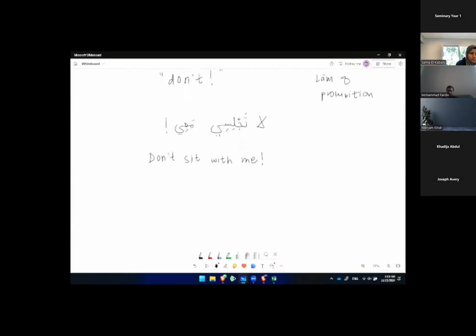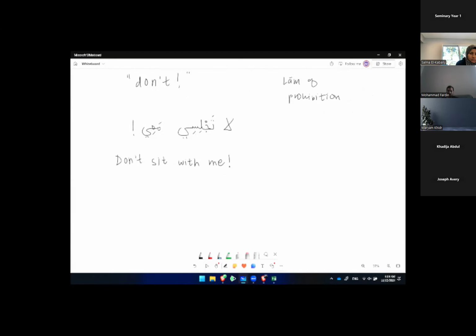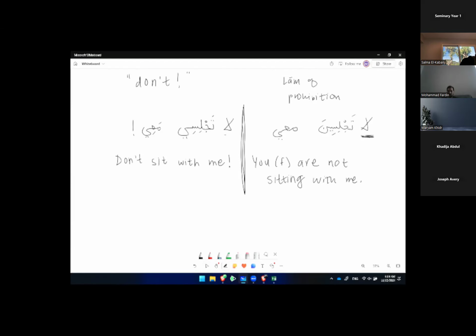Let's just do a quick tangent here. La tajlisi ma'i is prohibition, don't sit with me. That would be very different from "you are not sitting with me." You see how we're using the same looking harf, but one is making it majzoom and the meaning changes to prohibition. This one is not having any impact. Tajlisina stays tajlisina, no i'rab change, and so the meaning thus changes as well. Instead of prohibition, now it's just simple negation. You, feminine, are not sitting with me.